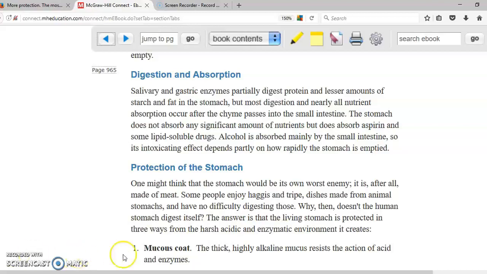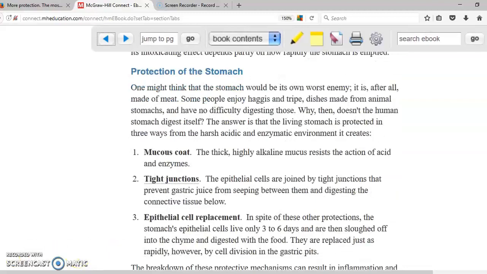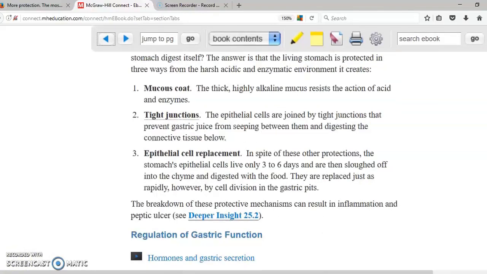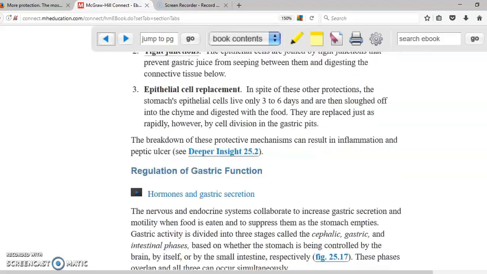Protection of the stomach. Stomach is protected because we produce mucus. Also, we have tight junctions in between the cells of your stomach, not allowing this acidity to go across, therefore damaging the tissues that we have under that. The last one, the epithelial cells that you have in your stomach are constantly replaced. That happens every 3 to 5 days. This exchange helps us maintain the stomach in good order.